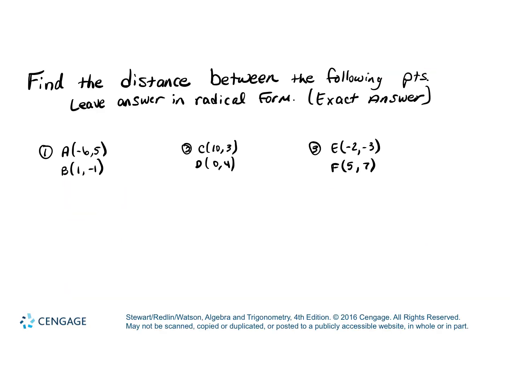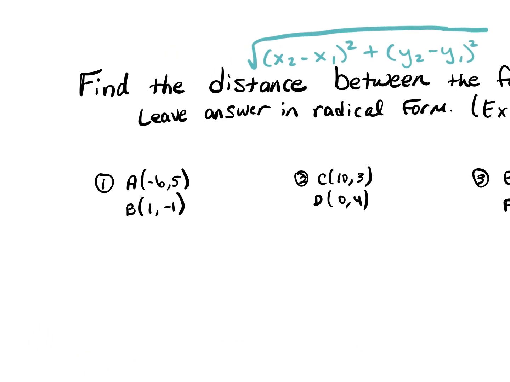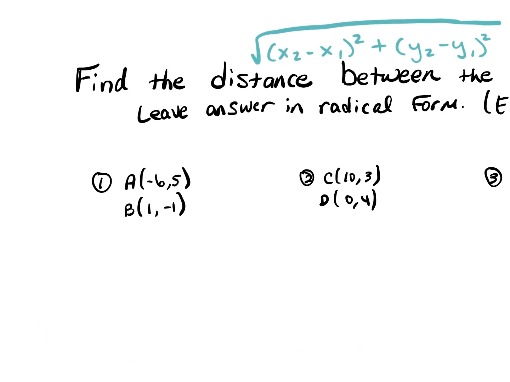So it says find the distance between the following points. Leave your answer in radical form. So our distance formula is the square root of x2 minus x1 squared plus y2 minus y1 squared. So it's super helpful. Label the points. So for example 1, I'm going to label my points. The first one's going to be x1, y1. The second point's going to be x2, y2.